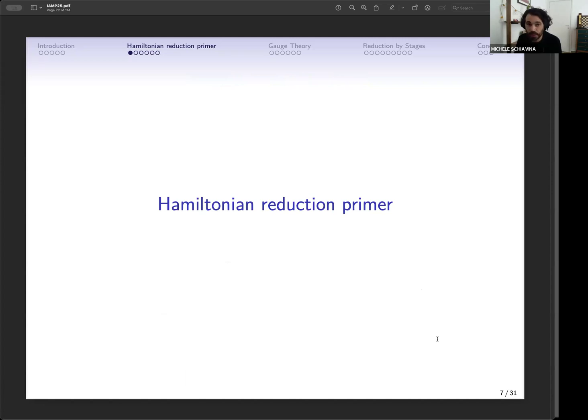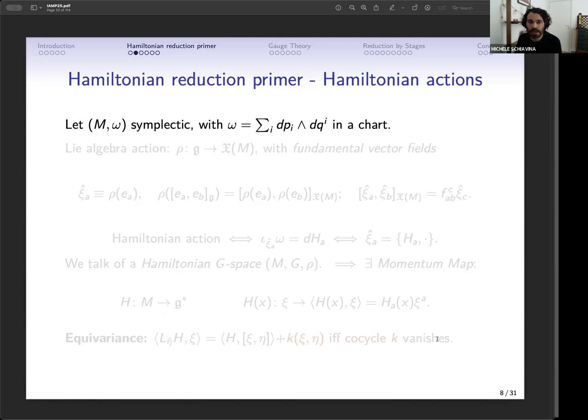I am going to introduce some of the tools that we're going to use. So I cannot assume that you're all familiar with what Hamiltonian reduction is. So let's try with a simple example. We begin with just a simple symplectic manifold. You can think of R^2n if you're more familiar with that. And this comes equipped with a symplectic form.